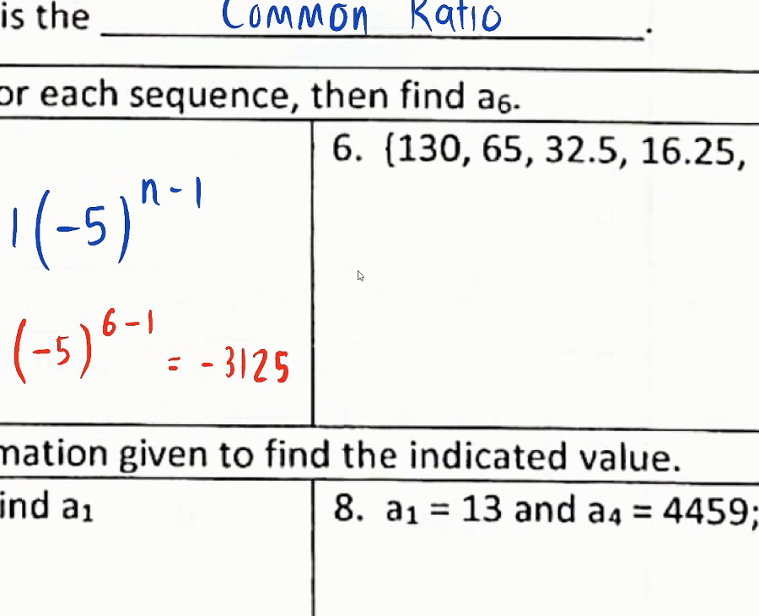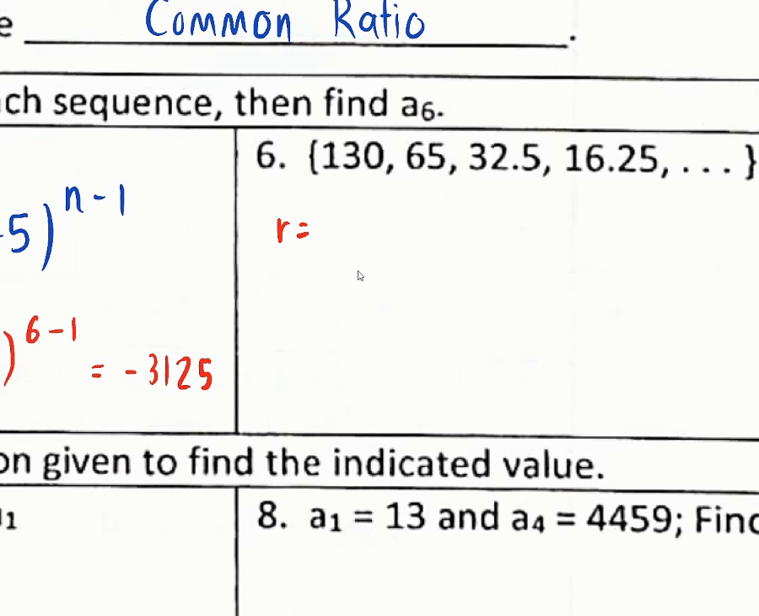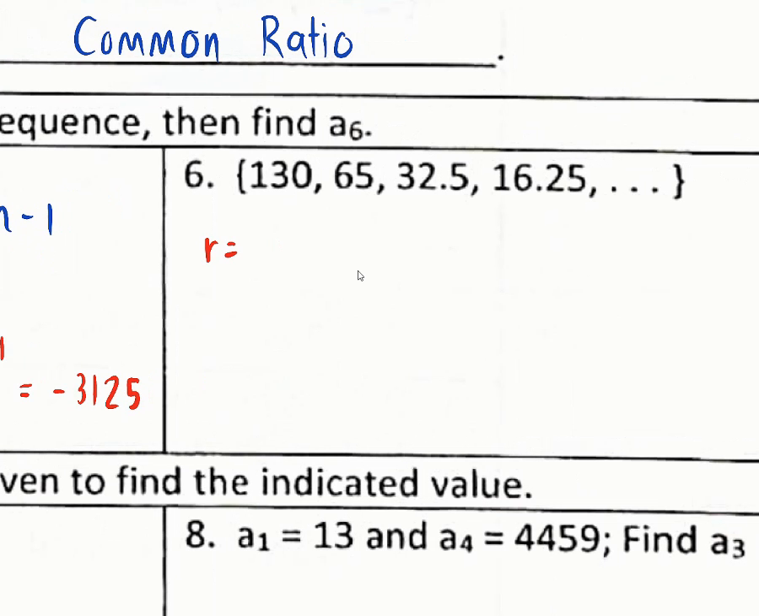What do we start with? Common ratio. How do we find it? A sub 2, 65, divided by a sub 1, 130. Now, when you type that in your calculator, you have 2 options. You can either use alpha y equals, because it's a fraction, or you can just type it in. When you do, you'll get 2 possible answers.